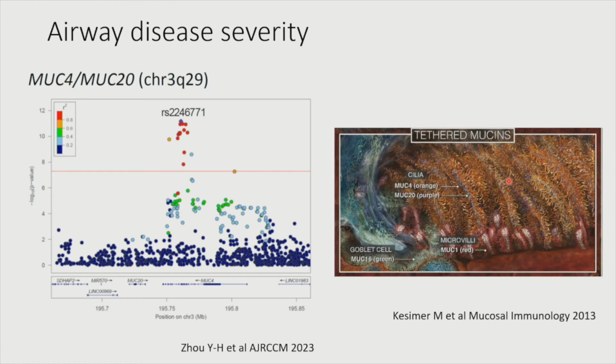And what we found is genetic evidence that somehow variation in the expression level of these genes, probably MUC4, but it could be MUC20, it might be something else in this region, but these are the best candidates, is altering this FEV1, the airway measure that we're using here.